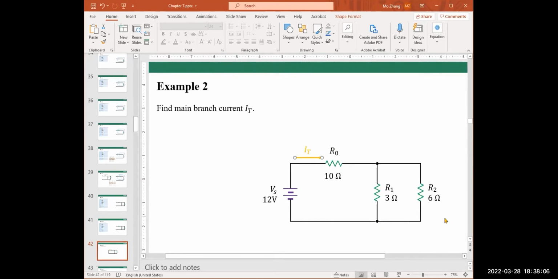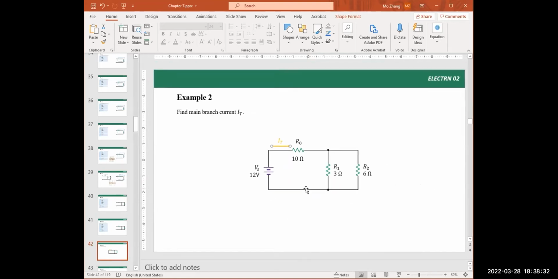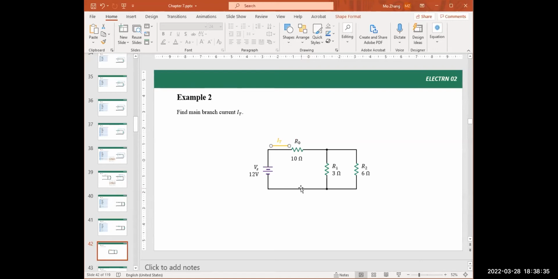So a circuit with the voltage source is showing here. The electric current that flows out from the voltage source, Vs, leaving it and then entering into the system, that current is called the main branch current. There's another name called the source current, but main branch current makes more sense, more accurate. And so our goal in example 2 is to find that current in terms of a number. It shouldn't be that bad, it's easy.